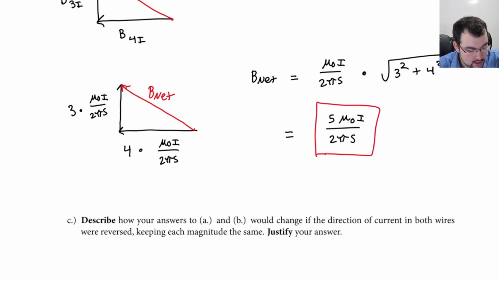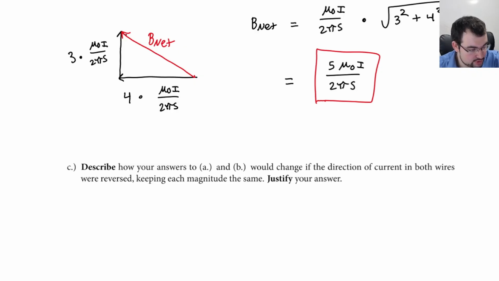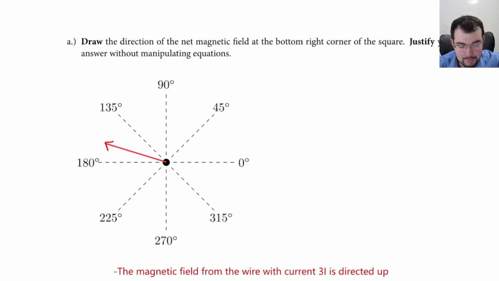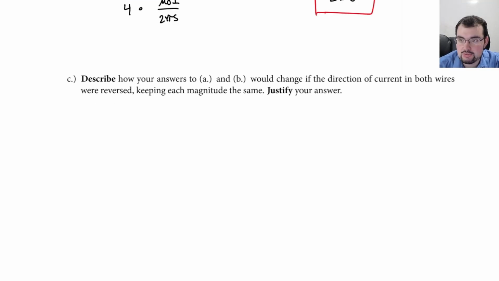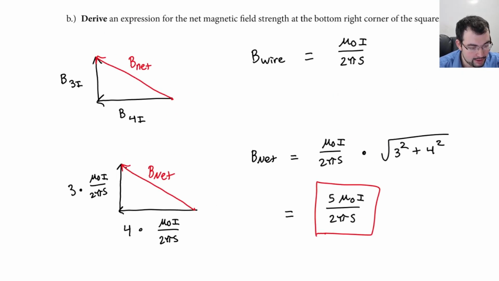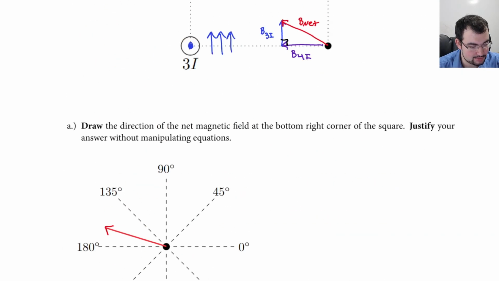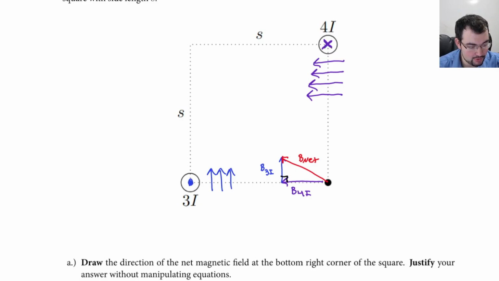Cool. What will happen to the previous two parts? So part A was the direction, and part B was the magnitude. If we change both current directions, keeping the magnitude the same. Well, if you change both current directions, you're going to flip both arrows. So instead of 3 up arrows, you get 3 down arrows. And instead of 4 left arrows, you get 4 right arrows.